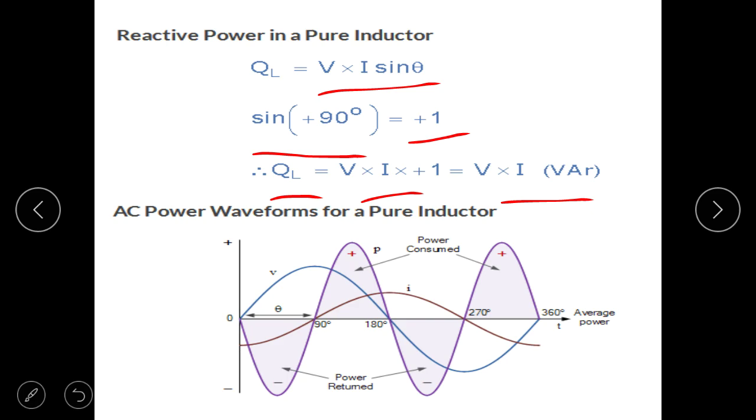The waveform for power is shown in the figure. If voltage is positive, current is negative, power is negative. If voltage is positive, current is positive, power is positive. Similarly, if current is positive, voltage is negative, power is negative. So this waveform represents that power is alternating in a pure inductor. It means the inductor stores power and delivers power, but it does not consume power.